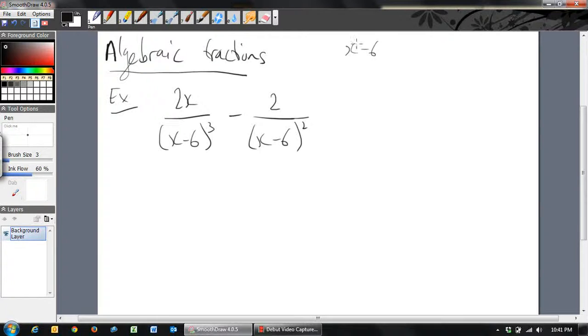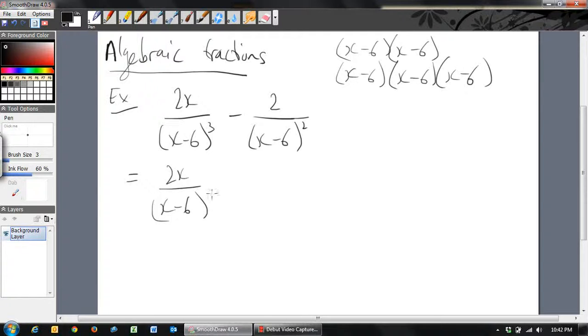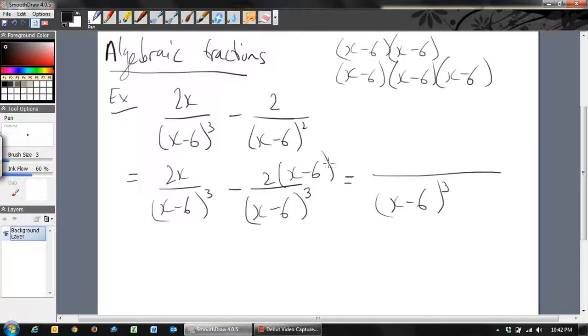Okay, so at the moment we've got (x minus 6) squared, which means (x minus 6) times (x minus 6). And what we want to get it to is (x minus 6), (x minus 6), (x minus 6). That's (x minus 6) cubed there. So we need to times it by x minus 6. So let's do that. 2x over (x minus 6) cubed minus 2 over (x minus 6) squared. Now, we're going to times this bottom line by x minus 6, so that's going to change the squared into a cubed, and we're going to times the top line by x minus 6. So all we've done is times the top and bottom lines by x minus 6. What that gives us is the common denominator, and we can now do our subtraction.